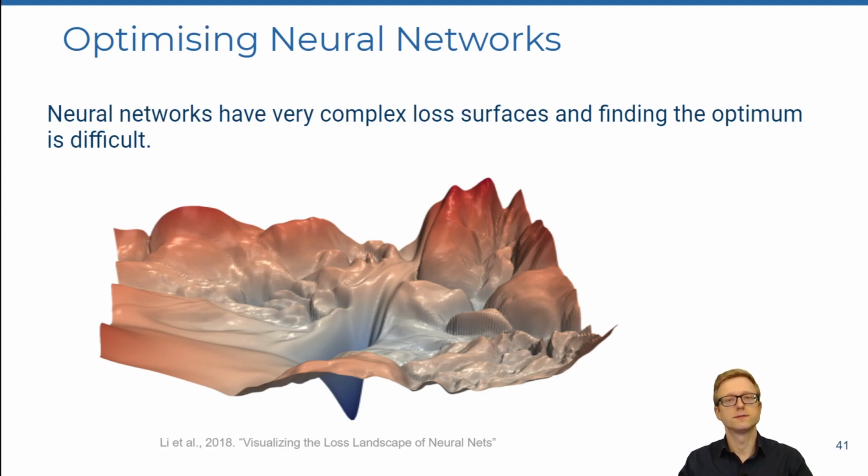Now, the kinds of nice convex loss surfaces that we looked at with previous functions, these don't really apply to neural networks anymore. Neural networks have very complex loss surfaces, and optimizing them can be quite difficult. So here you can see an example of trying to visualize a more realistic neural network loss surface.